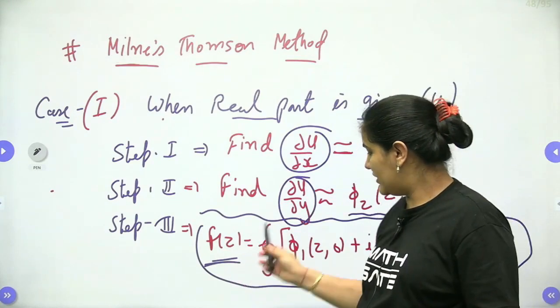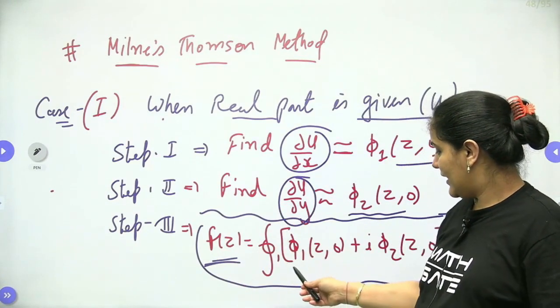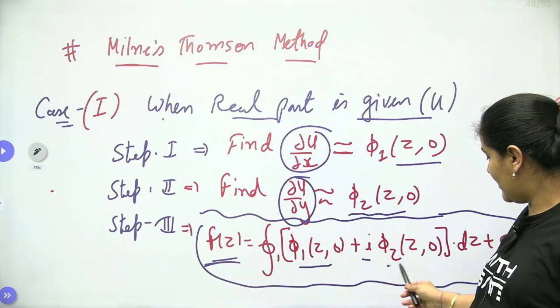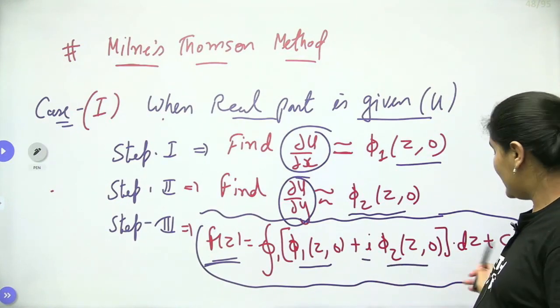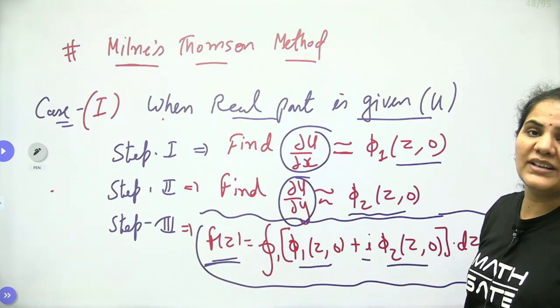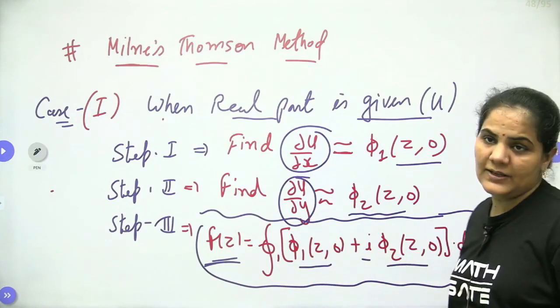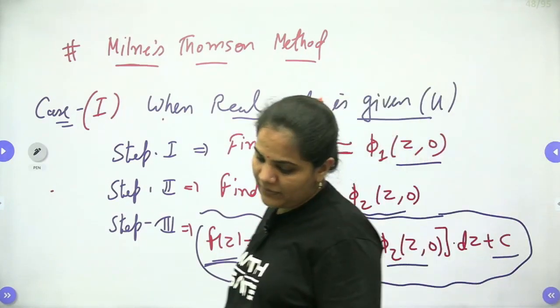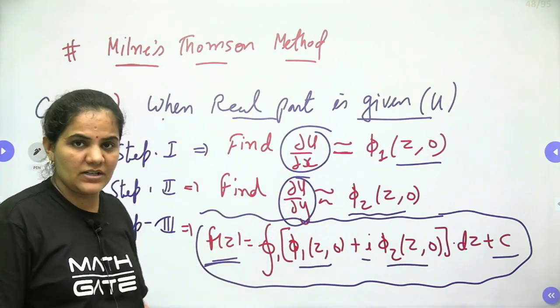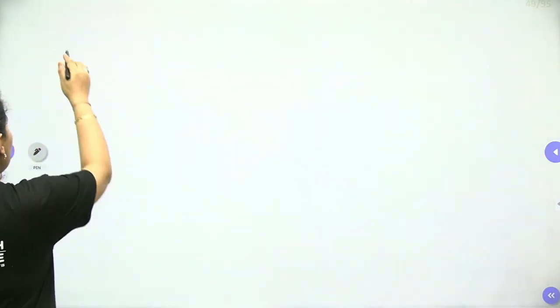Then you will put these two values in the integration: phi 1 (z, 0) plus iota phi 2 (z, 0) into dz. It means we have to integrate this with respect to z, and then add the integration constant c. Clear? So from here we will get the function directly. This was case number 1.